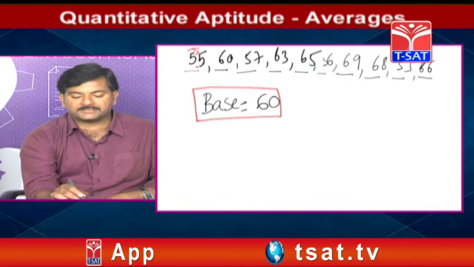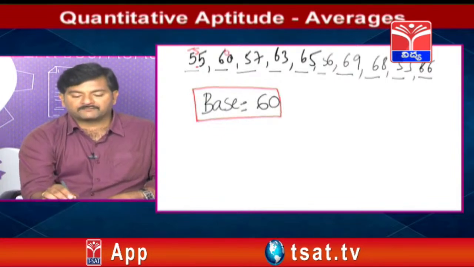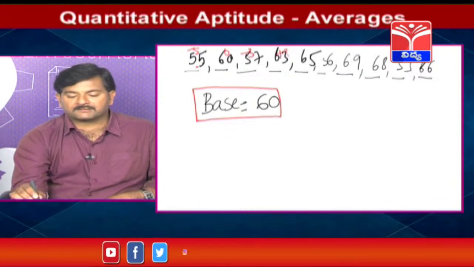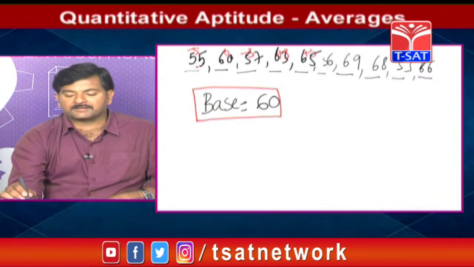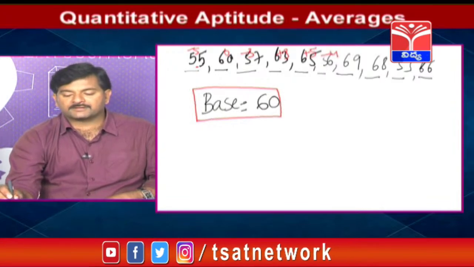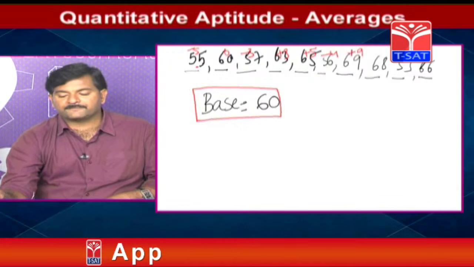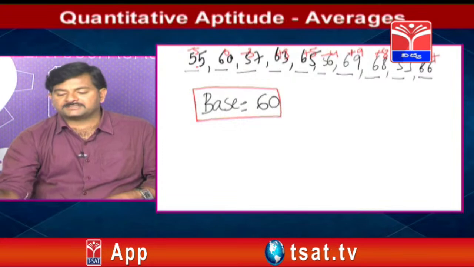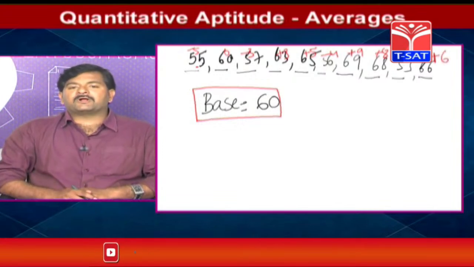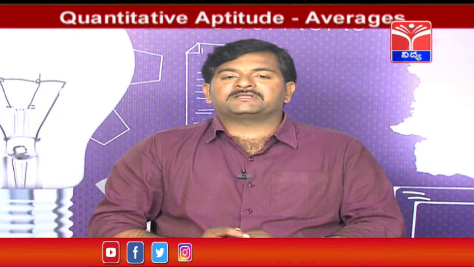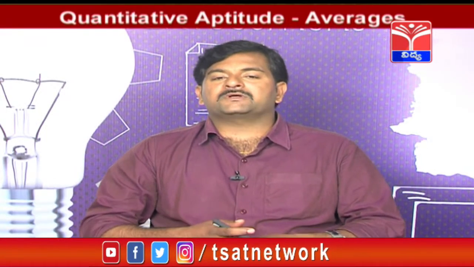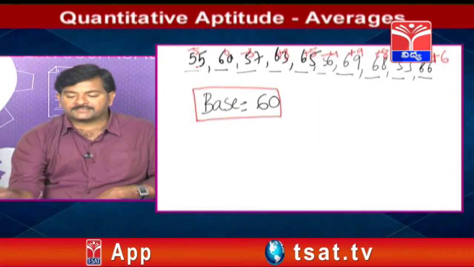Similarly, there is no deviation for 60; here minus 3, here plus 3, here plus 5, here minus 4, here plus 9, here plus 8, here minus 7, here plus 6. What does it mean? You have to observe whether the given observations are less or more than the given base: if less, how much less; if more, how much more. Then we have to find the average of those numbers.